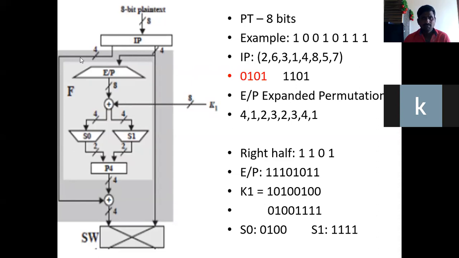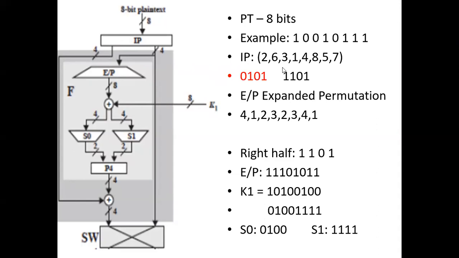This output has to be divided into two parts, a left part and a right part. See in the diagram, 4 bits and 4 bits. After that, you can observe here E/P, expanded permutation. We need to perform expanded permutation on the right part. See, this 1101 is the right side part. We have to perform expanded permutation on this right side part.